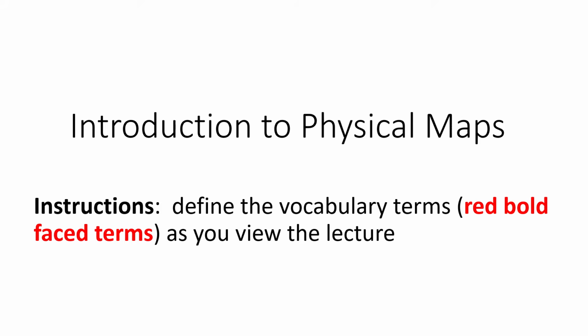All right, so for today's activity, we are going to introduce this concept of a physical map. What you need to do is, as you view this presentation in your notebook, you've got to define the vocabulary terms, the lingo about this topic. You're going to know these terms when they come up because they're going to be red, bold-faced terms. So to get your done stamp, you have to have that list of definitions in your notebook when you're done.